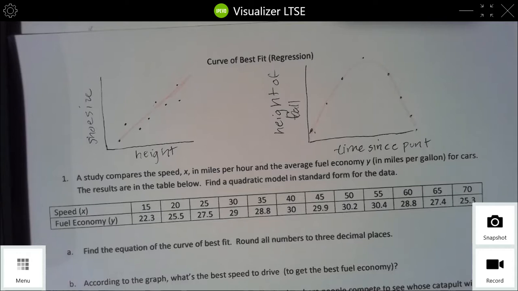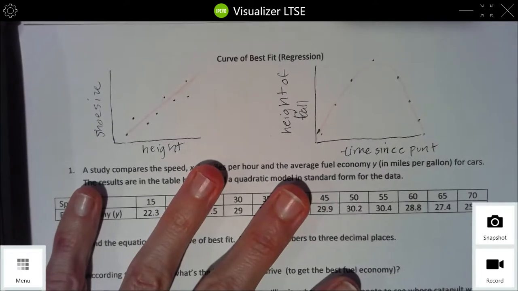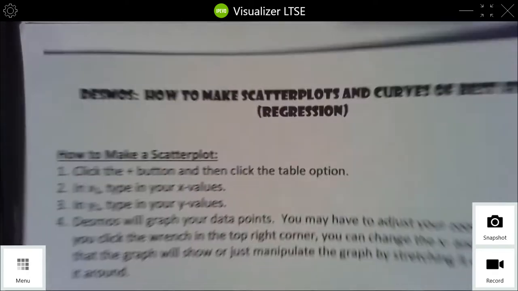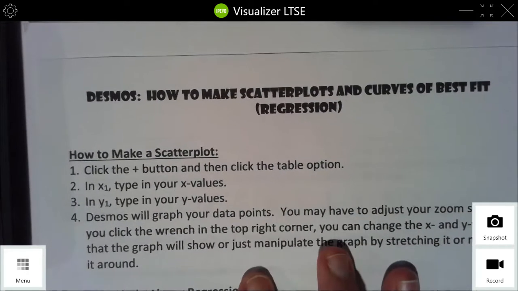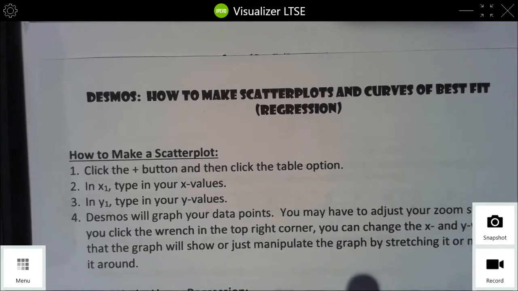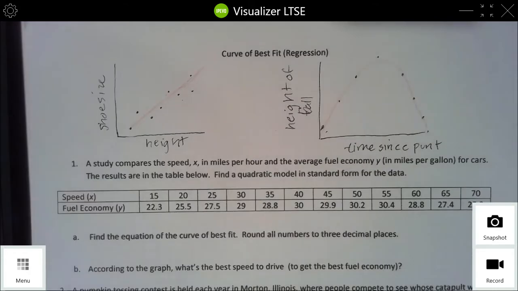Now, I have also posted this. This paper itself is posted as a PDF, so if you have a printer and you want to print it out, you can. I've also posted these directions that you can use. I'm going to be going through these directions, but you can use them to help you when you're using Desmos if you forget some of the steps, okay?